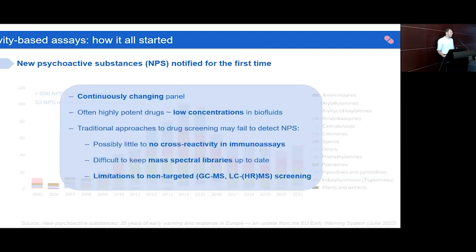And there are also limitations if you don't use mass spectral libraries but go non-targeted. Non-targeted high-resolution MS screening is possible, but that typically still requires a threshold in order to trigger an acquisition. So the signal needs to be high enough, and only then will an acquisition be triggered. If you are dealing with highly active compounds that are present at very low concentrations, it may be below the threshold needed to be picked up via non-targeted screening.